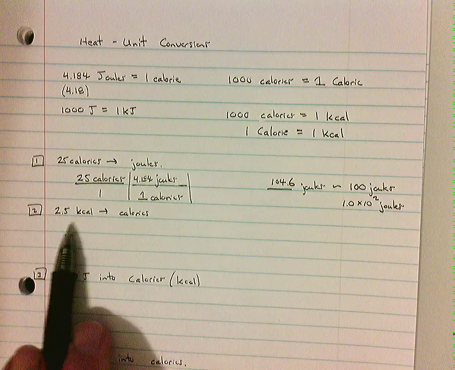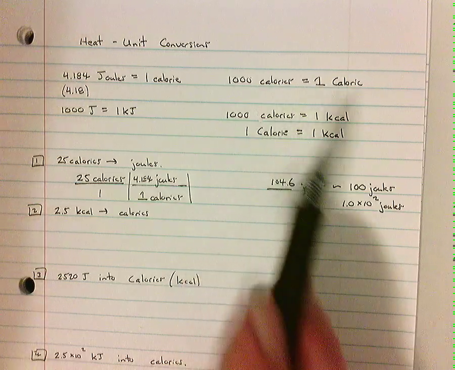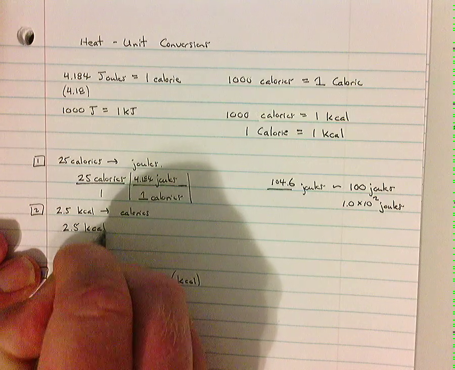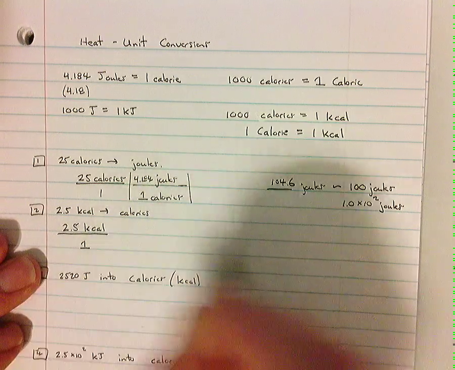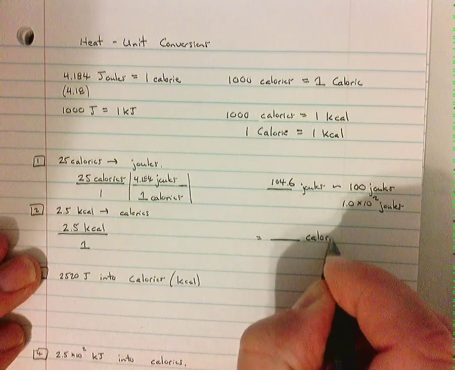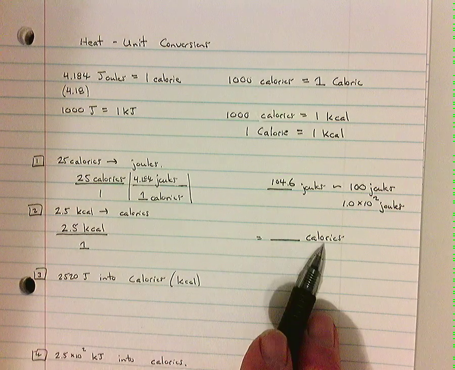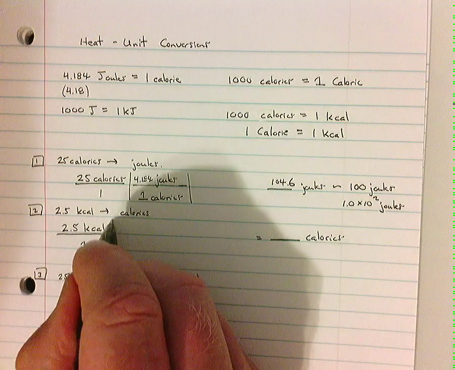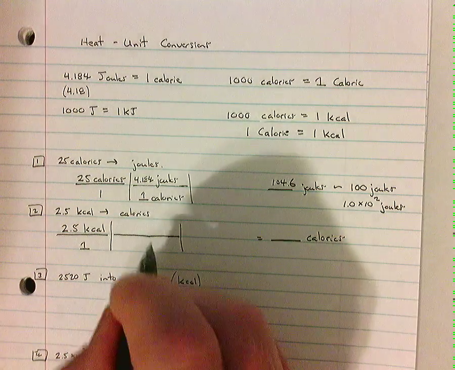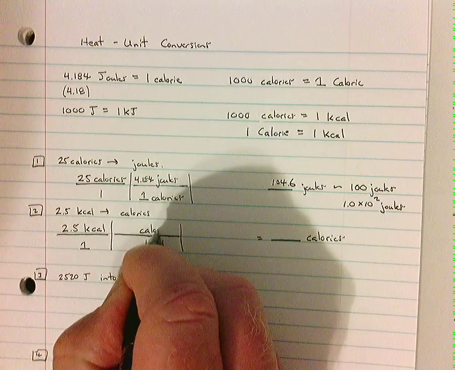Next, we're going to go from kilocalories down into calories. So 1 kilocalorie is 1,000 calories. So here we go. So 2.5 kilocalories over 1. And we're looking to get to units of calories. Again, it's important to put the unit that we're trying to get to over here, so we know, hey, we're starting here, trying to finish up over here. So once again, we're going to put kilocalories on the bottom and calories on the top.